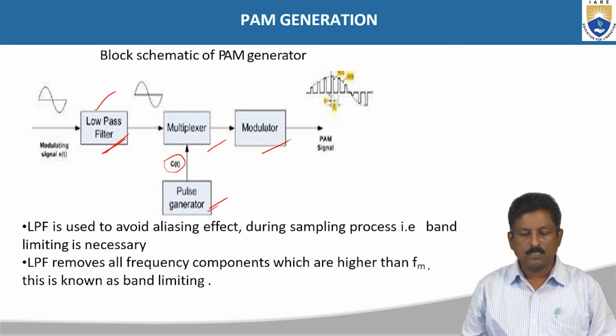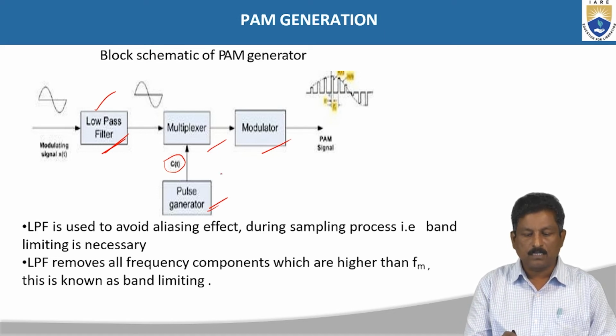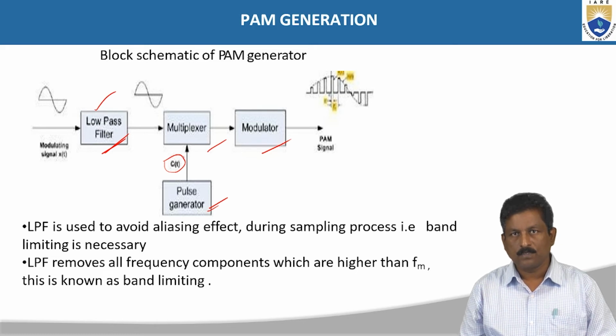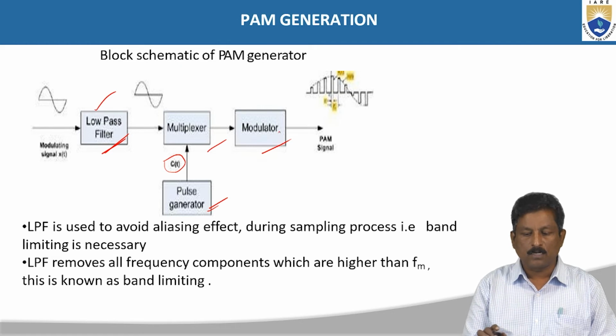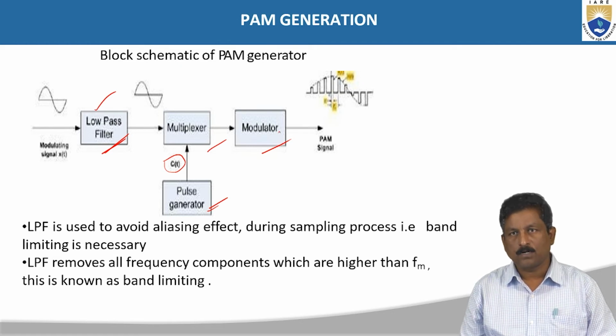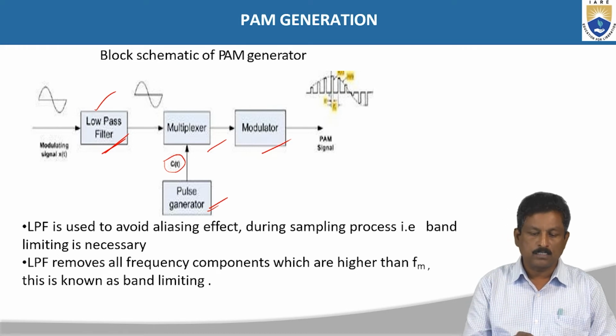Then coming to the multiplexer, it multiplexes both input signals and makes a composite signal that is given to the modulator. The purpose of the modulator is that, because it is a pulse amplitude modulator, the amplitude of the pulse carrier varies or changes according to the instantaneous value of the modulating signal.